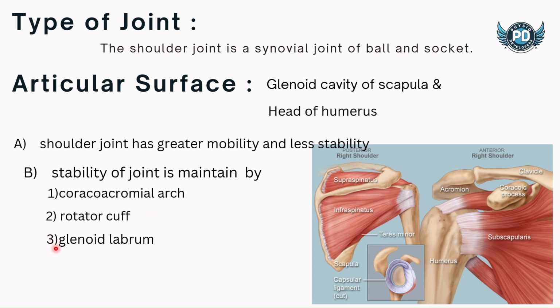And third one is glenoid labrum. This glenoid labrum is present around the glenoid cavity as a rim. This is the glenoid labrum. It also produces stability to the joint.